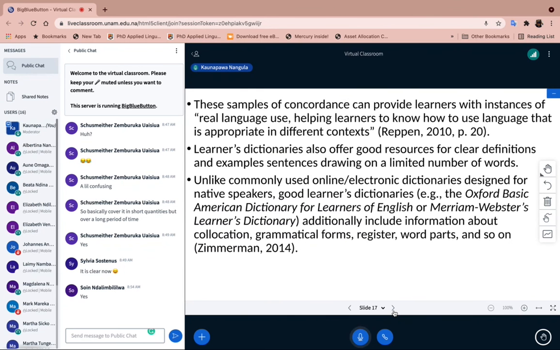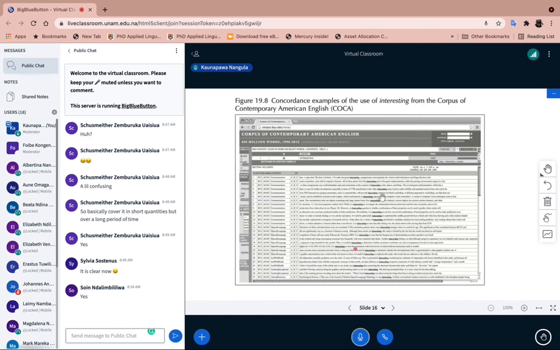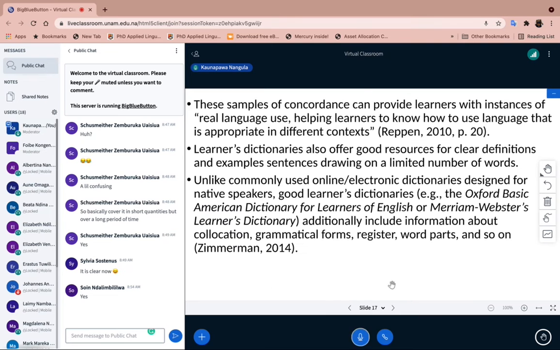So this sample of concordance can provide learners with instances of real language use, helping learners to know how to use the language that is appropriate in different contexts. So it's real, because the sentences here, the discourse that is provided in the corpus, is from real world material, authentic materials. So they will know how it's used in real English, not just English that is meant for people who are learning a language.